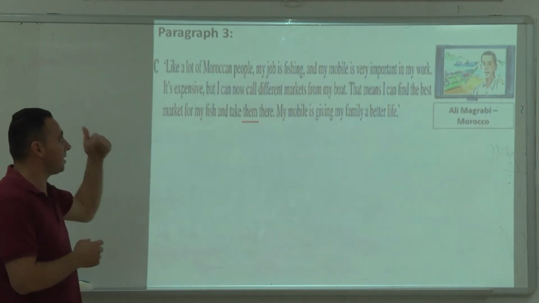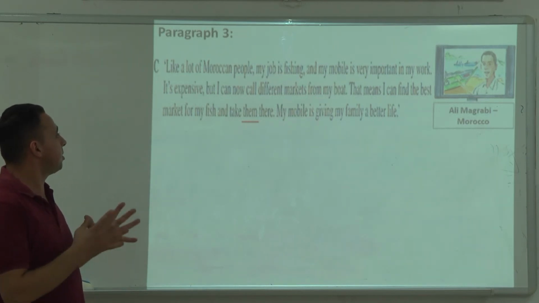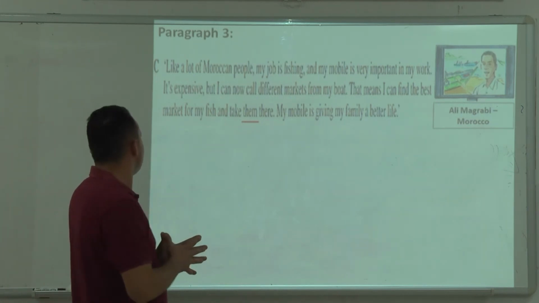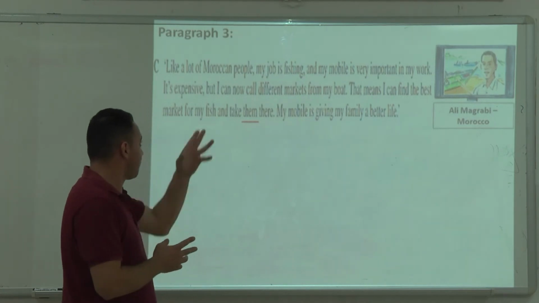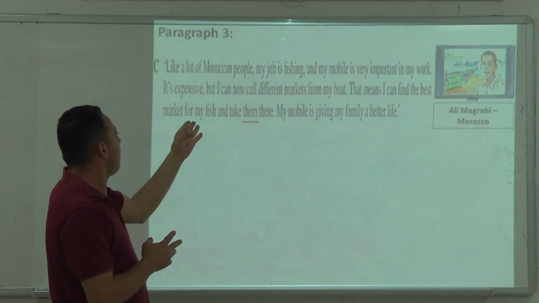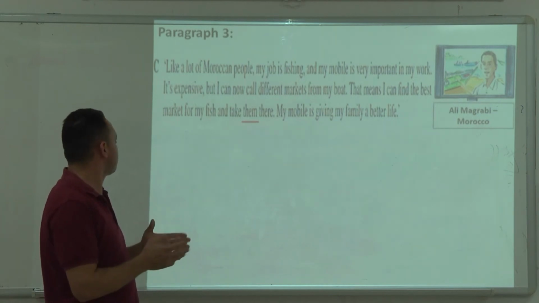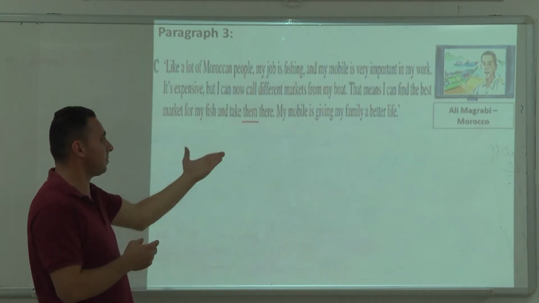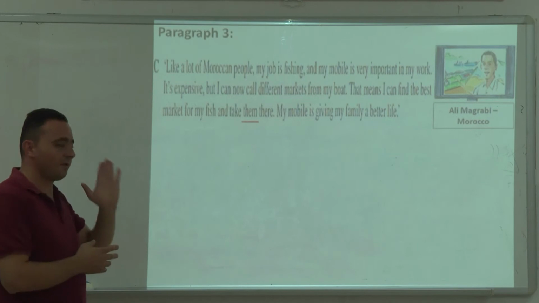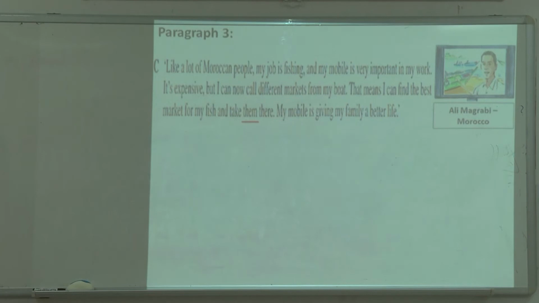Okay, let's read the paragraph again. Like a lot of Moroccan people, my job is fishing, and my mobile is very important in my work. It's expensive. He thinks that his mobile is expensive, but I can now call different markets from my boat. That means I can find the best market for my fish and take them there. My mobile is giving my family a better life. Now, after we have read the paragraph, we have some questions to answer. Let's go to the questions.